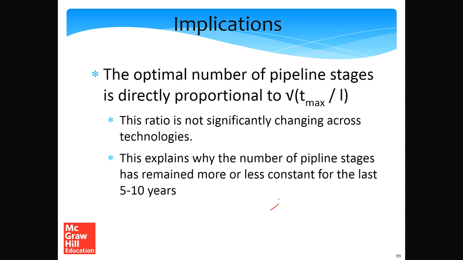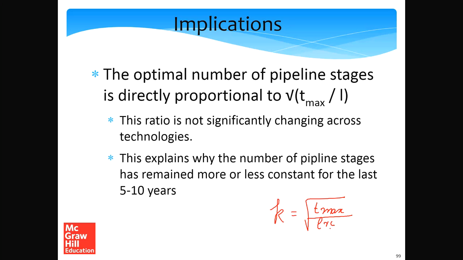Alright, so let me once again write this expression. So the optimal number of pipeline stages is directly proportional to the square root of T max by L. So the ratio T max by L, which is the total amount of work that needs to be done to process a single instruction, divided by the latch delay, is not really changing across technologies.